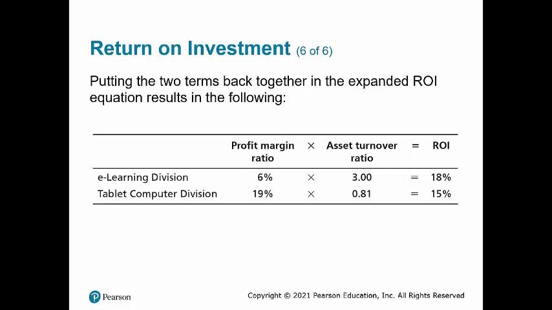ROI has one major drawback. Evaluating division managers solely on ROI gives them an incentive to adopt only projects that will maintain or increase their current ROI. For example, if top management has set a company-wide target ROI of 16%, that means they would want the e-learning division to invest in equipment that has an ROI of 17%. However, the e-learning division currently has an ROI of 18%. If the e-learning division invests in the equipment, its overall ROI will decrease. Therefore, the manager of the e-learning division will probably turn down the investment.